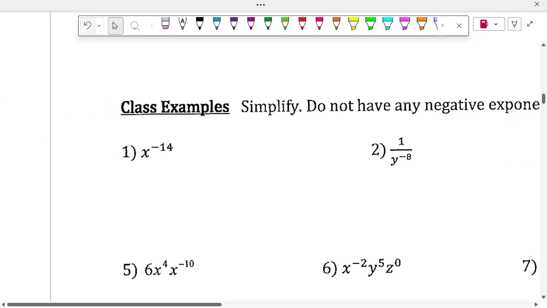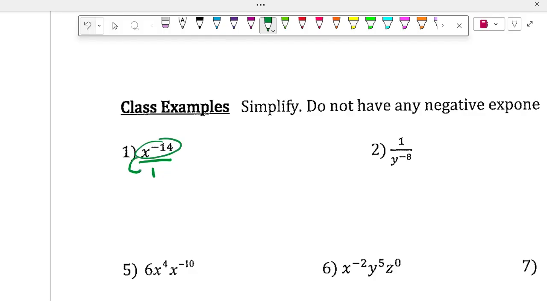So like, for example, for 1, since there's not a fraction bar, I'm going to put it over 1. To get rid of that x to the negative 14th, I'm just going to move that to the denominator, make it positive. This would be 1 over x to the positive 14. It's just the rule. Wherever it is originally around the fraction bar, move it to the other side, make it positive. That's just how you take care of a negative exponent.